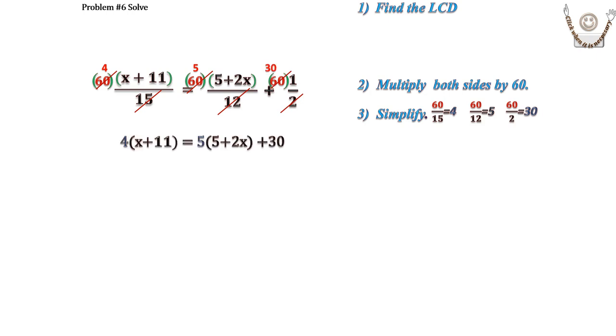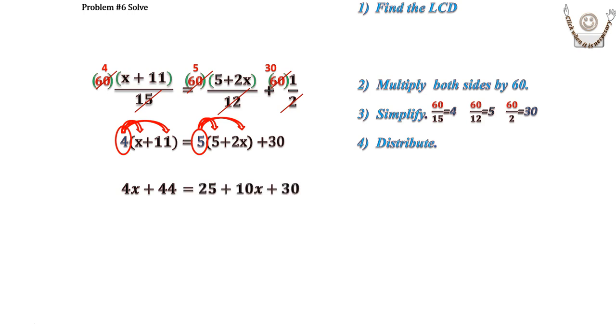So as a result, we have an equivalent equation without fractions, but we have parentheses, so we have to use the distributive property to remove parentheses. Positive 4 times x and positive 4 times positive 11 will give positive 4x and positive 44. Then positive 5 times positive 5 would be 25, and positive 5 times positive 2x would be 10x, and 30 we have to keep.